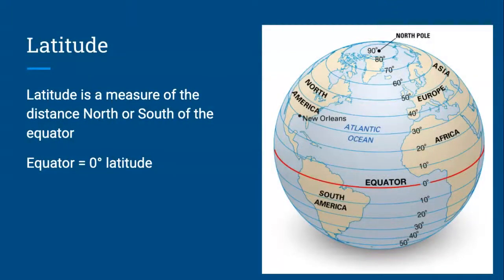First, let's review latitude. Remember that latitude is a measure of distance north or south of the equator. The farther you move away from the equator, the bigger the latitude gets, all the way up until the North Pole and South Pole, which are 90 degrees north and south.